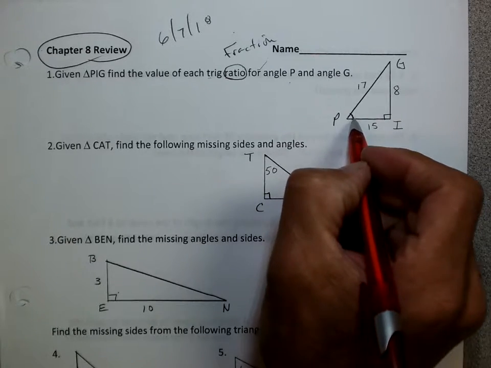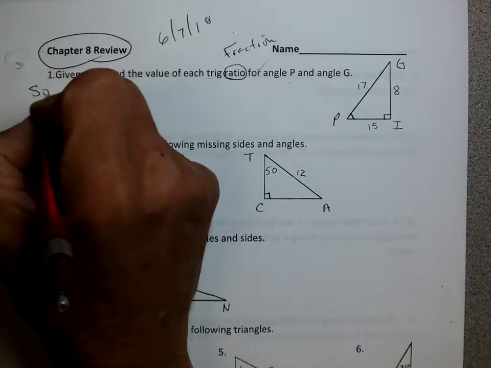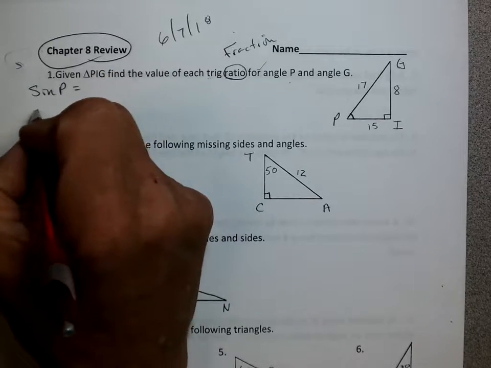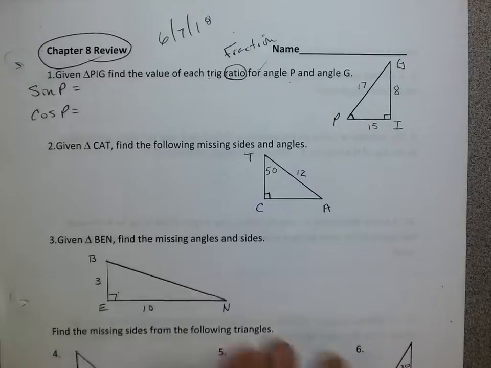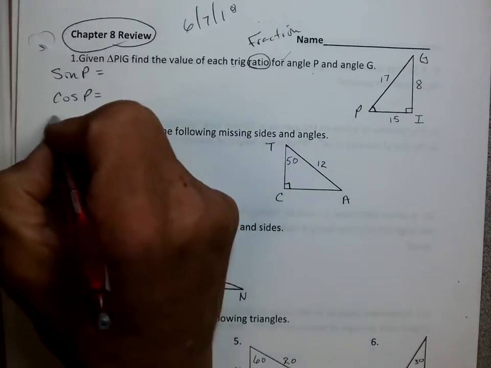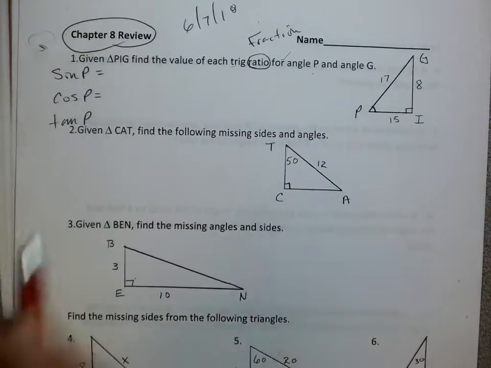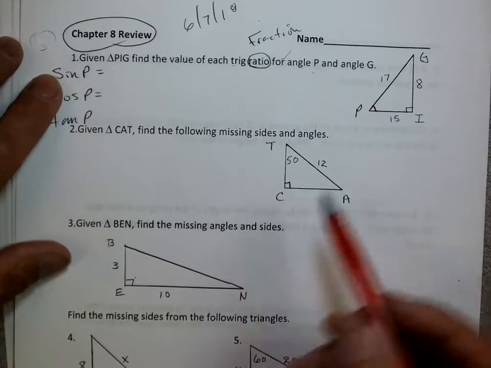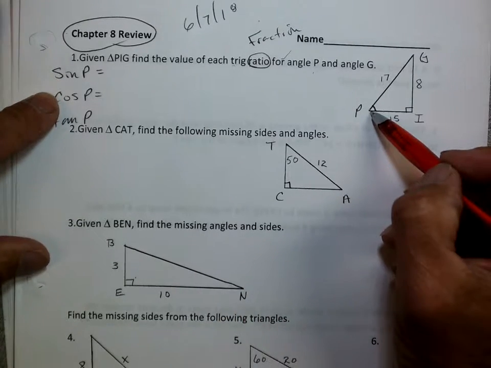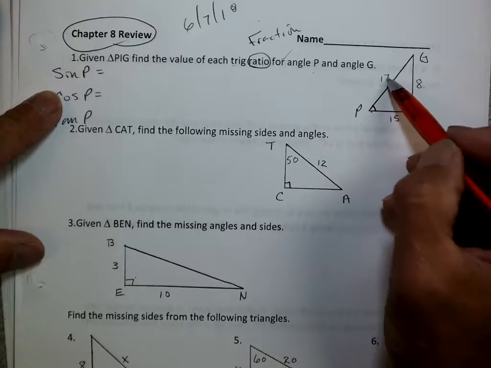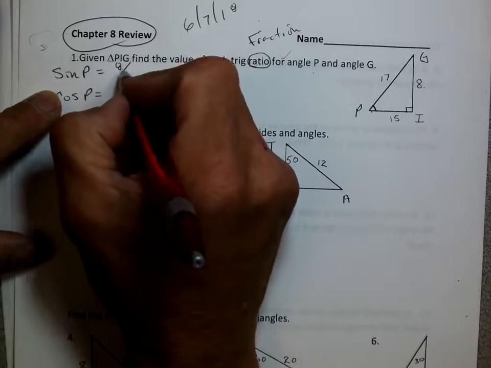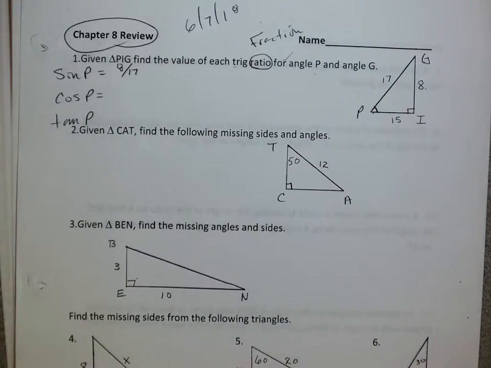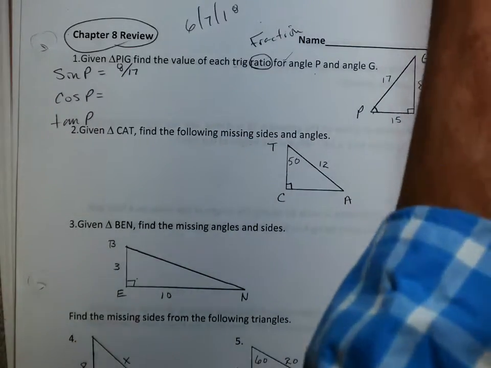Okay, so angle P, let's do the sine of P, the cosine of P, and the tangent of P. We're looking for a ratio, which is a fraction, okay? So the sine of P, if this is angle P, sine is opposite over hypotenuse. It's just going to be 8/17. That's the answer I want. I don't want you to solve it, I just want the ratio, okay?